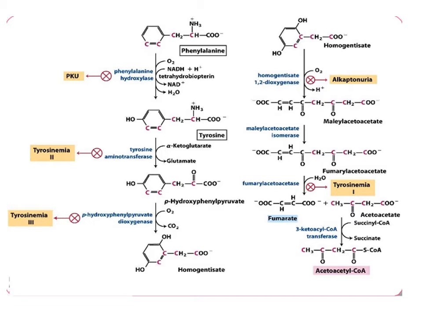And coming to the inborn errors of phenylalanine and tyrosine metabolism, the first and most important disorder is PKU or phenylketonuria, where the enzyme phenylalanine hydroxylase is deficient. The second disorder is tyrosinemia. There are 3 types of tyrosinemia. Tyrosinemia type 1, where fumarylacetoacetate hydrolase is deficient. Tyrosinemia type 2, where tyrosine aminotransferase is deficient, and tyrosinemia type 3, where para-hydroxyphenyl pyruvate dioxygenase is deficient. The next and the most important disorder is alkaptonuria, where there is a deficiency of an enzyme called homogentisate 1,2 dioxygenase.